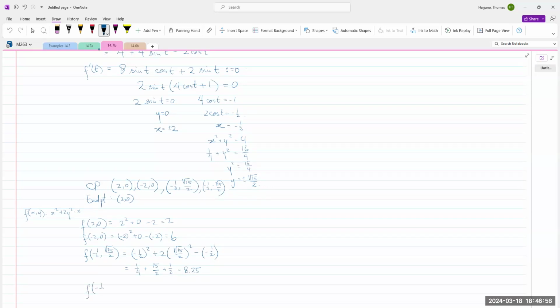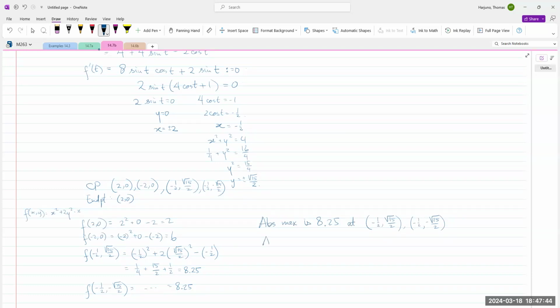And then for negative 1/2, negative square root of 15 over 2, that's the same function, we just replace this, right? That will be 8.25 as well. Now from here we see that, in conclusion, the absolute maximum is 8.25 at negative 1/2, square root of 15 over 2, and negative 1/2, negative square root of 15 over 2.